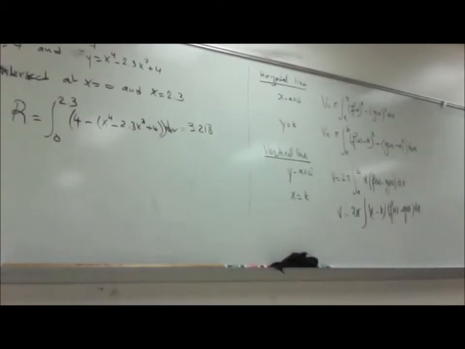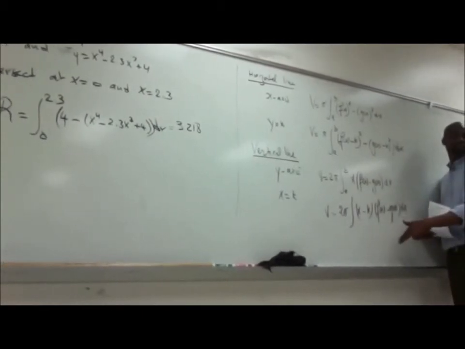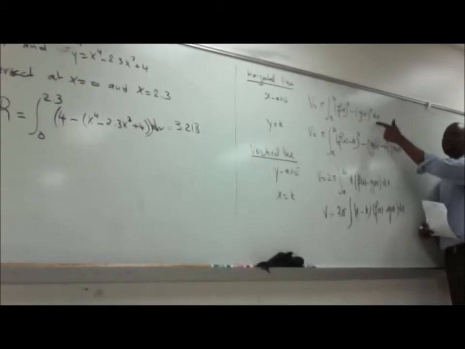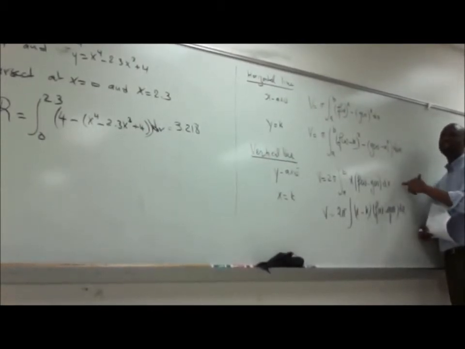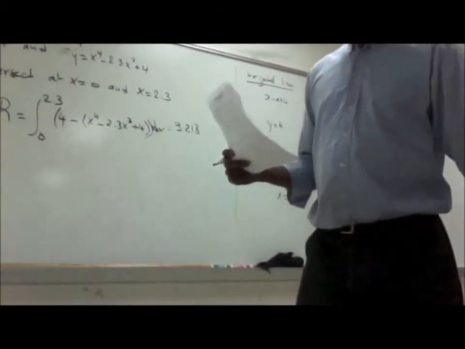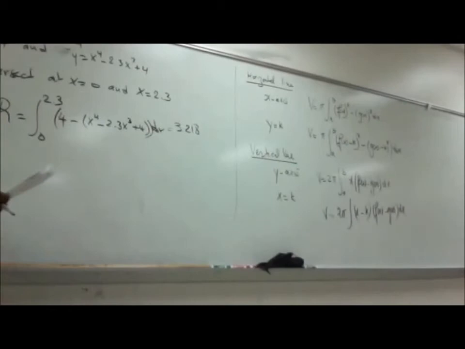Every single volume, when it rotates, falls into one of these 4. All you need to know is which one. Let's look at the question we have here. Where does it rotate? Horizontal. So what line is that? y equals k, where y equals negative 2. So V equals pi, from A to B, so 0 to 2.3.